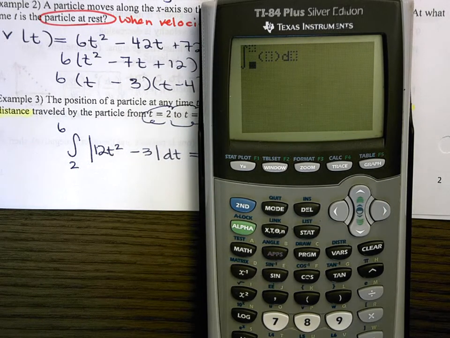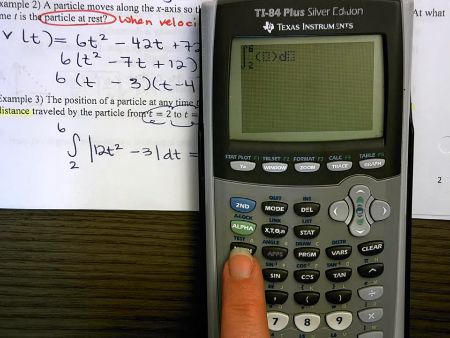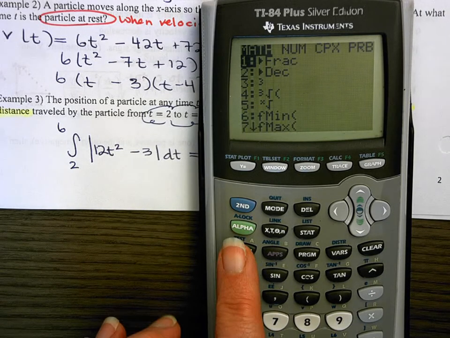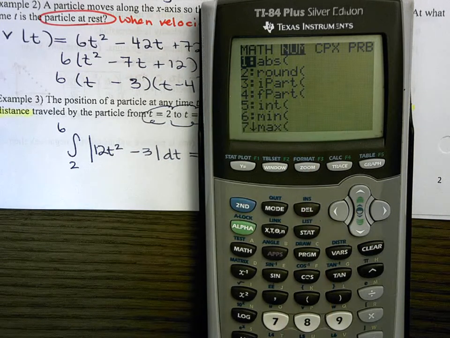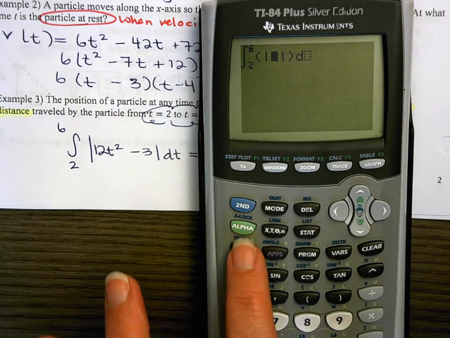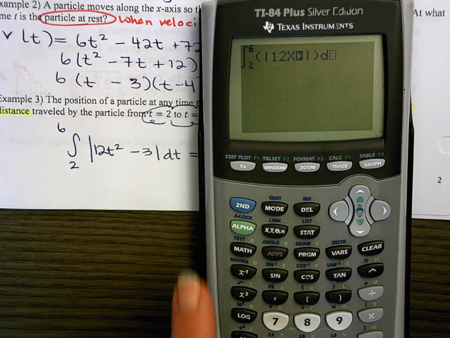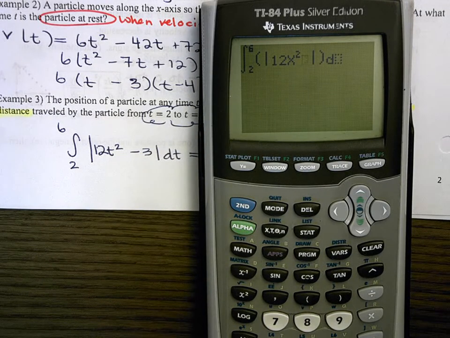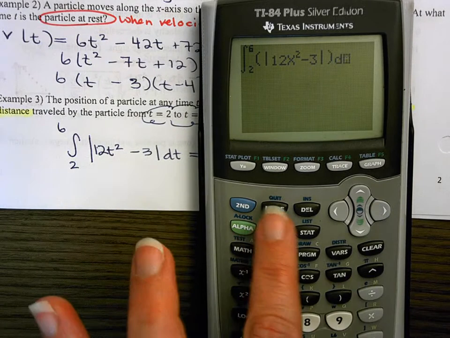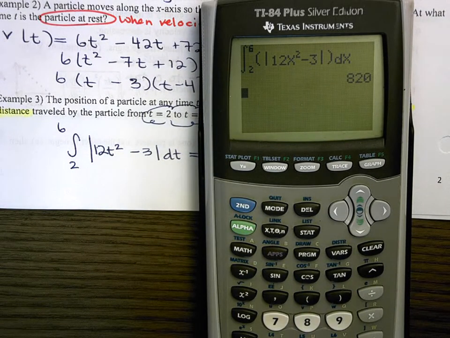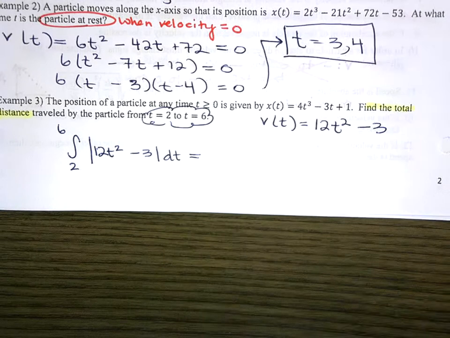2 to 6 is if you go to math, so the math button right here, and then just scroll over 1, so that's the other way to find it as well. Okay, so under math or alpha F2. And then 12x squared minus 3, and then with respect to x. So then my total distance traveled would be 820.